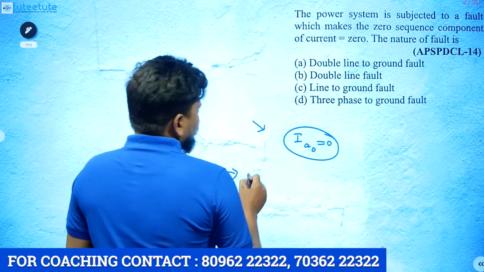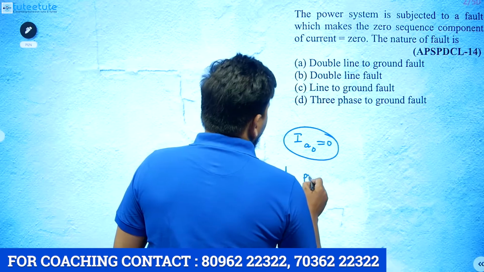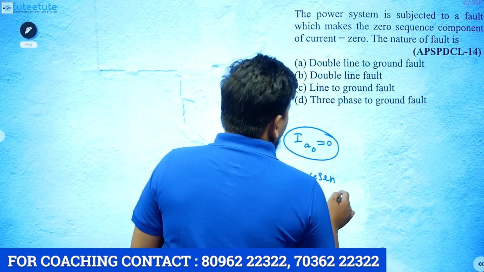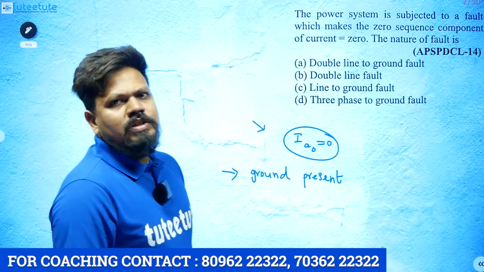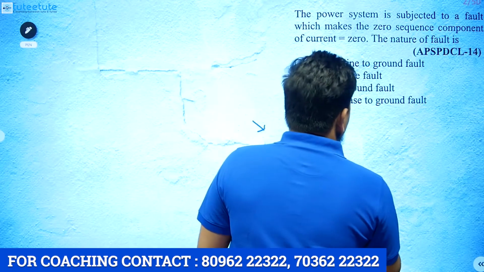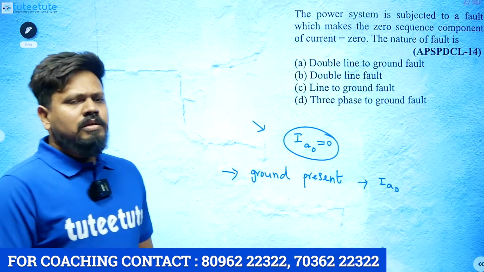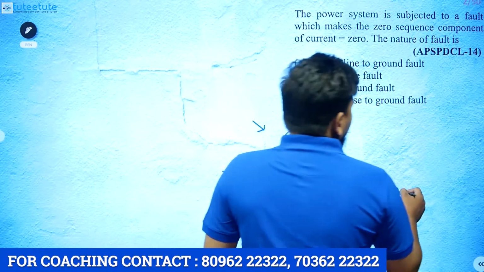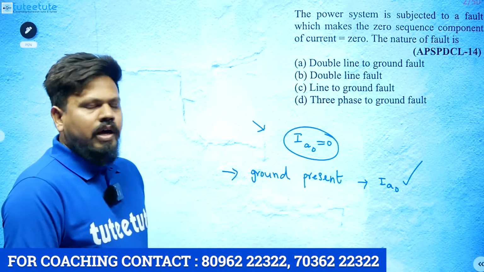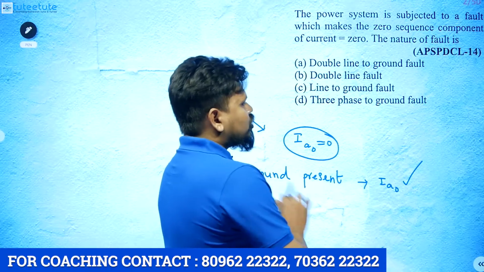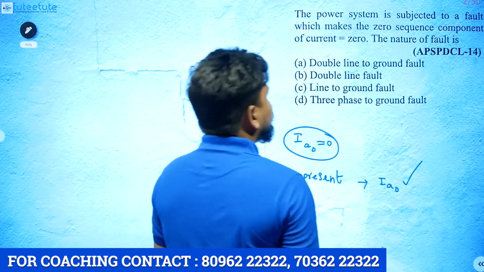So wherever ground is present in any fault, then only zero sequence current will be present. Then only zero sequence current, Ia0 or Ib0 or Ic0, anything is zero sequence current only. Otherwise, if ground is not present, then Ia0 is not present, or zero sequence current is not present. So see the options.